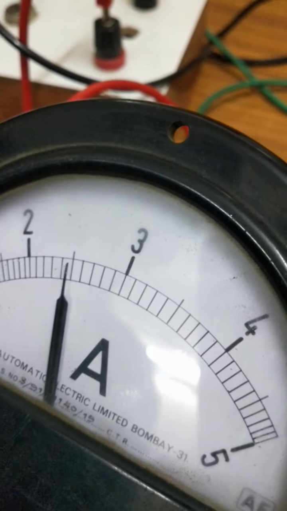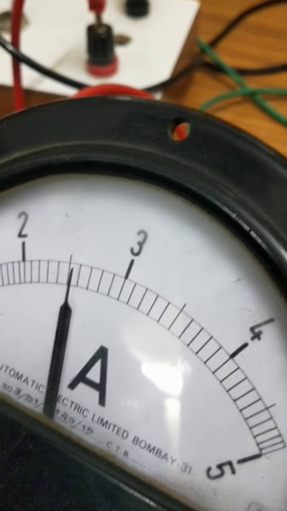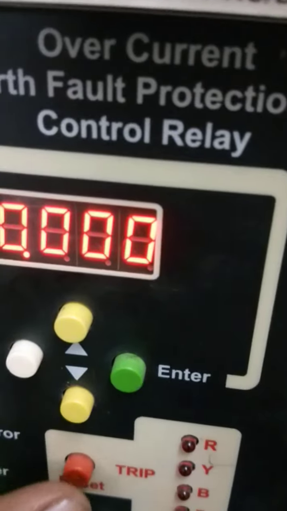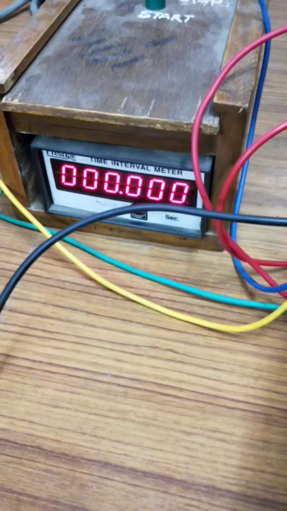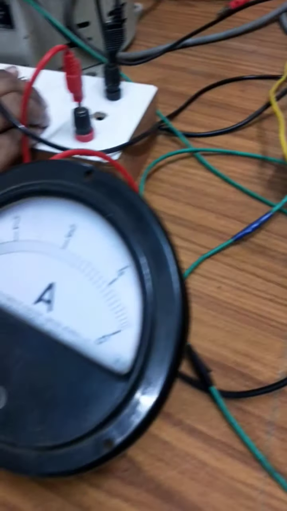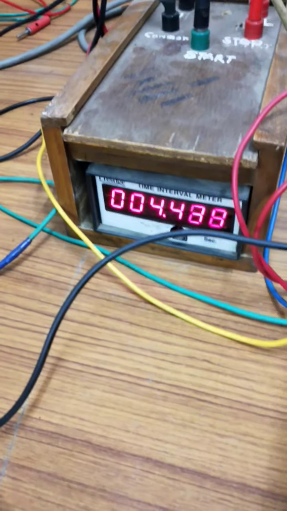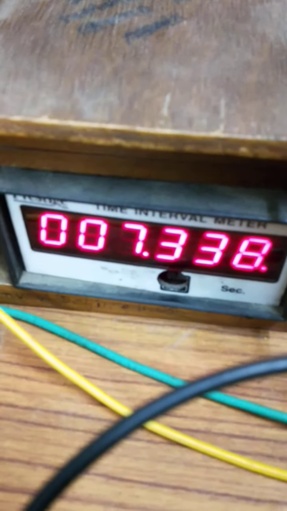to 2.5. 2.5. We shall now turn the switch off. After the switch is off, first reset the relay. Relay has been reset, and then we shall reset the timer over there. Okay, अब हो गया. फिर से हम स्विच को ऑन करेंगे. Current is 2.5. The timer has started, and relay has also detected the fault. It has tripped now. It is 12.99 PSM. The T operating is 7.338 second.